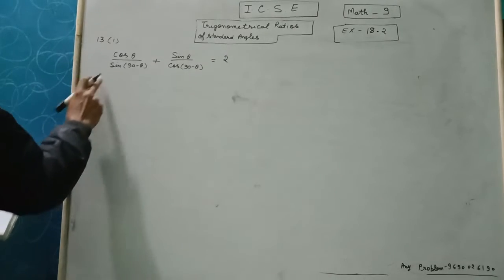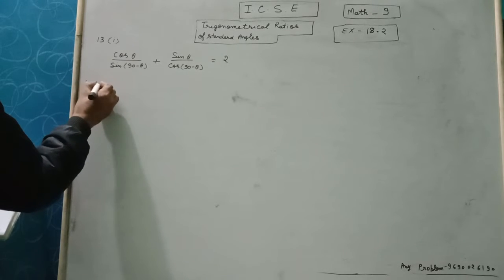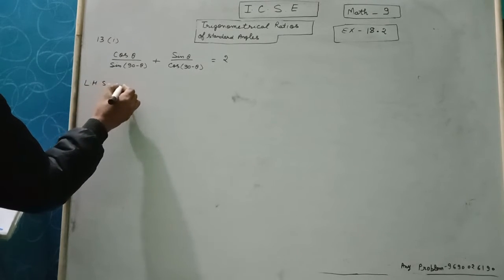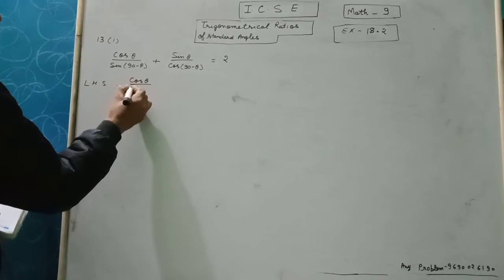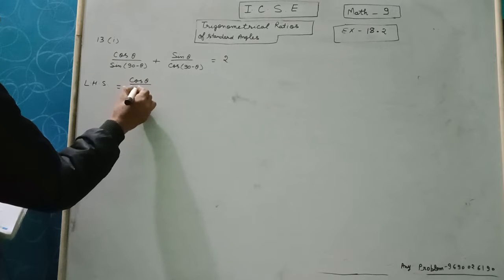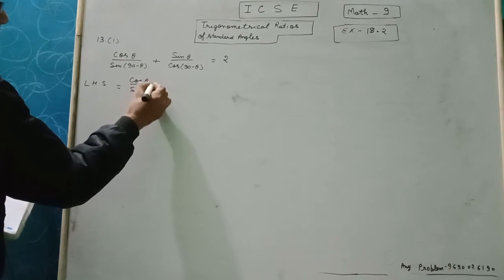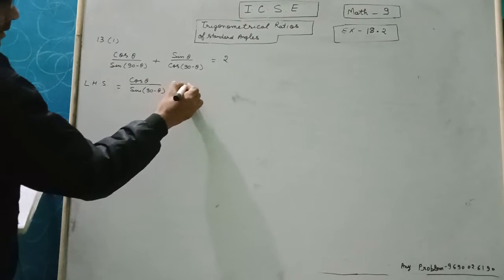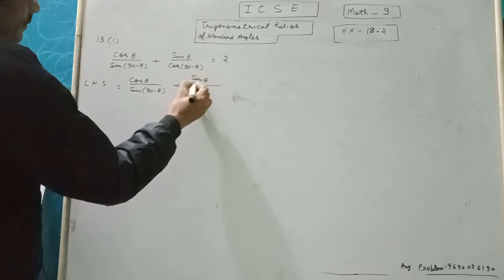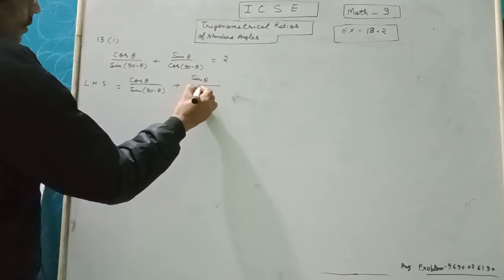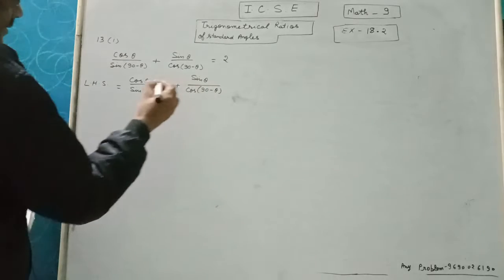Proof: the question is, at first write the LHS: cos theta upon sin(90 minus theta) plus sin theta upon cos(90 minus theta).